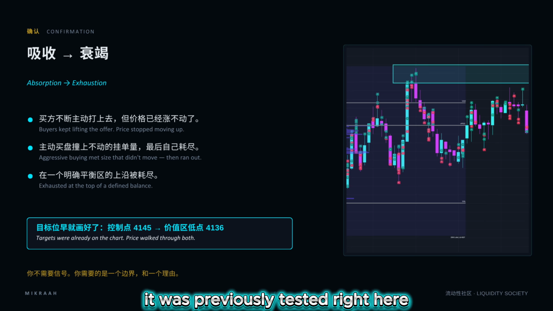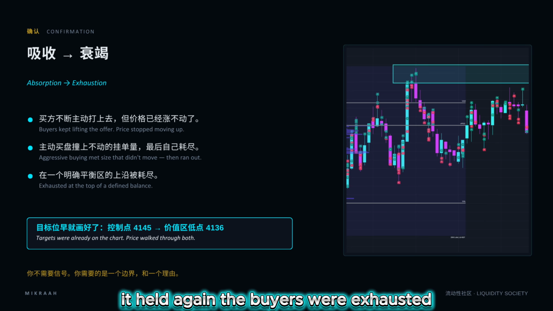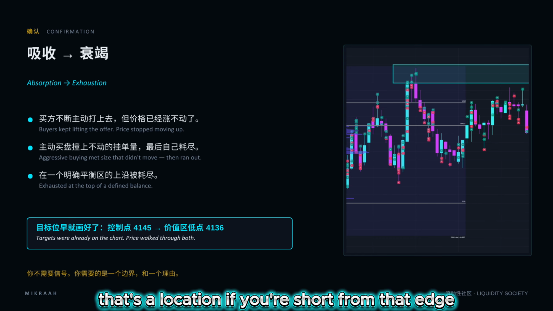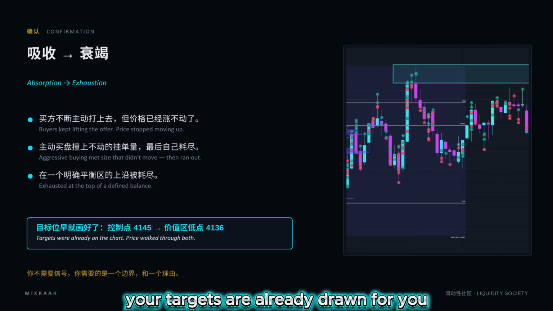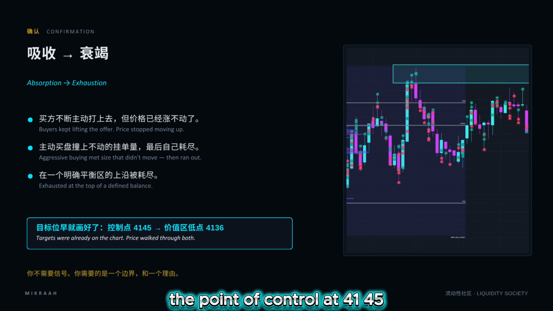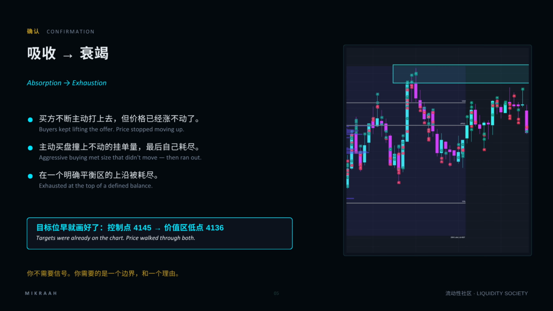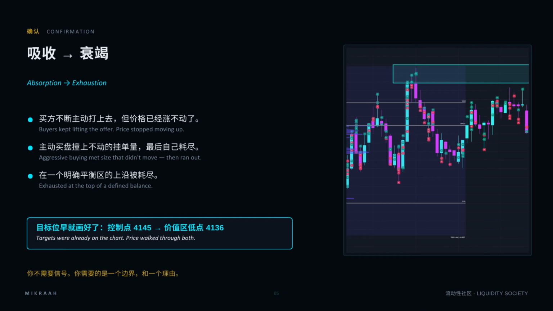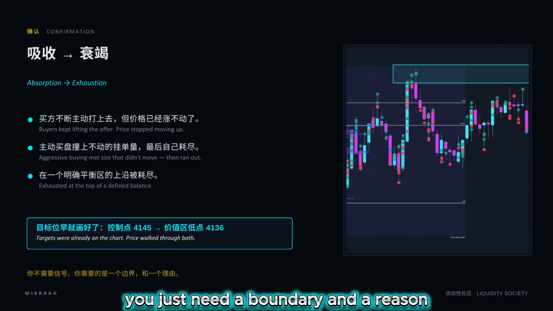It was previously tested right here. It held again. The buyers were exhausted at the top of a defined balance. That's a location. If you're short from that edge, your targets are already drawn for you. The point of control at 41.45, then the bottom of the value area low at 41.36, and price walked all the way down through both of those. You don't need a signal, you just need a boundary and a reason.